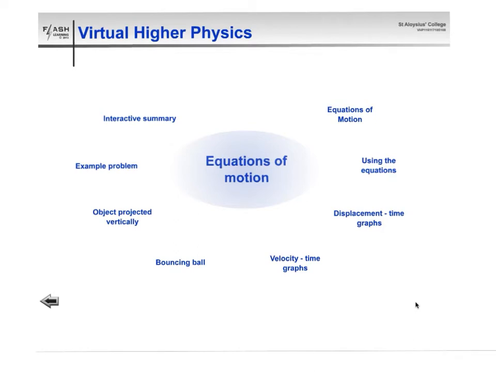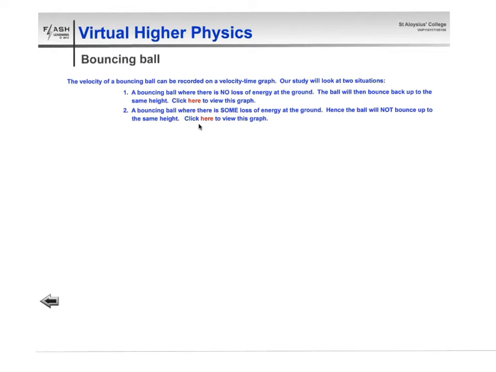So we'll take the bouncing ball first of all. And these graphs are similar to the graphs that we've seen before. So this is the graph for the bouncing ball. So you might want to pause the video just now and have a wee think about what the graph might look like. So you've got your velocity on the y-axis here, time on the x-axis.